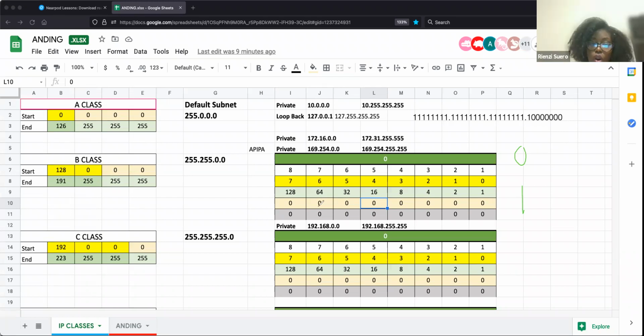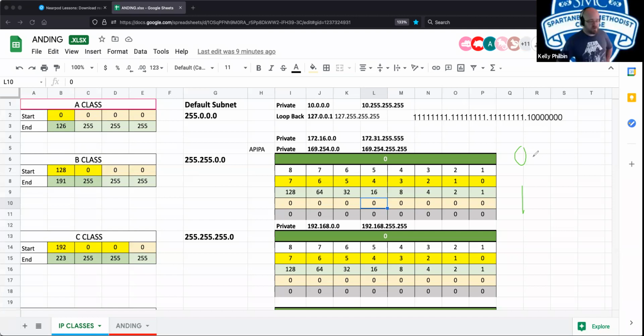0 to 127, right? So we would have hosts 0 to 127 on our first network. And then when we flip this bit on, we now have hosts 128 to 255 on our second network. So we've now broken a single network of 255 into 2 groups, 0 to 127 and 128 to 255.